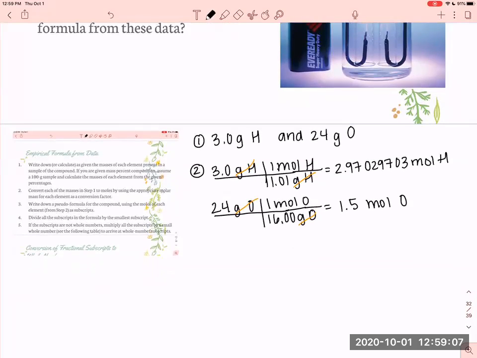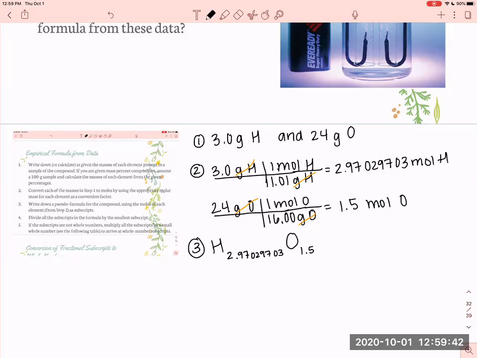Okay, that's step 2. Step 3 says write down a pseudo formula for the compound using moles of each element as subscripts. Usually when we're talking about subscripts, we're talking about whole numbers, but your textbook is guiding you to do this whole pseudo thing. I don't always do this, but just to show you what that looks like, I'm going to write this number down, and I don't like this because it makes me nervous. I'm going to write something down wrong. Okay, so I can't leave it like this, right? I can't say like, 2.97 hydrogens for every 1.5 oxygens. Can't leave it like that.